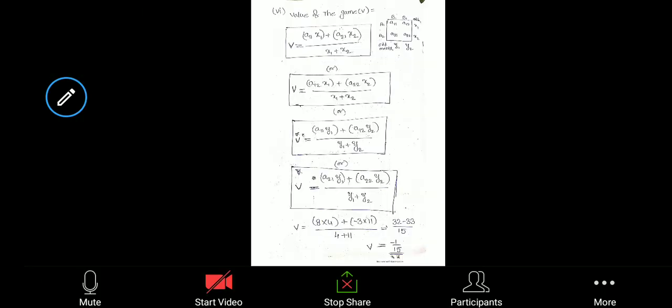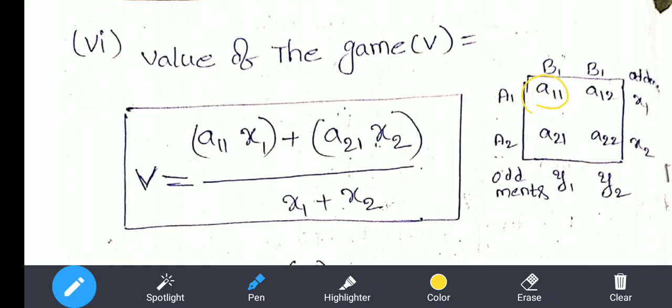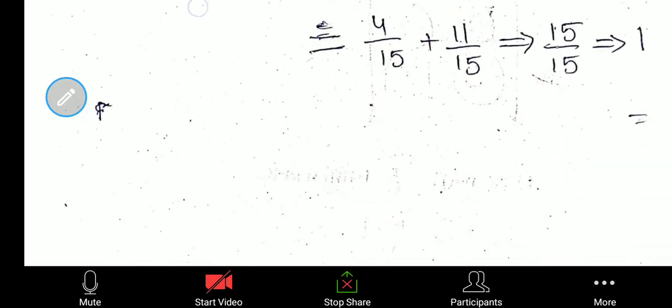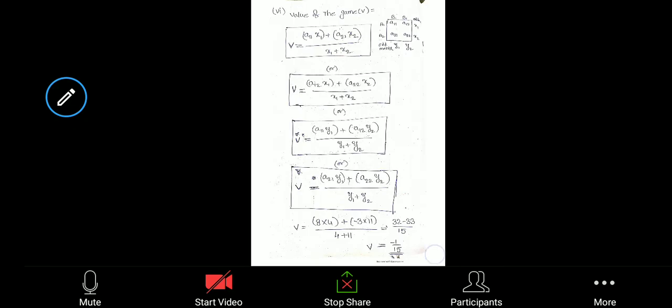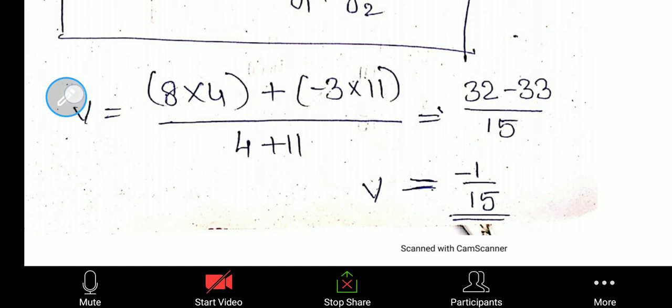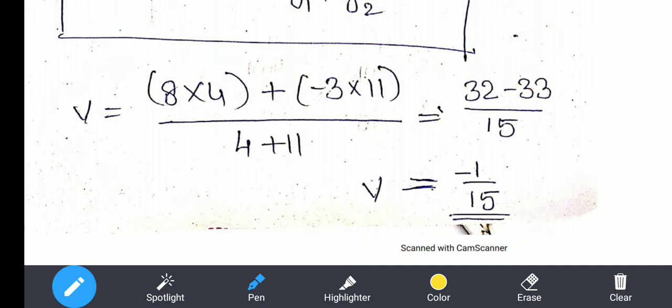So these are the equations I used here. A11 into x1 plus A21 into x2 divided by x1 plus x2. So that will be the equation used for finding the value of the game. So this will be the value of the game here. By using that equation, I calculated the value of the game, that is minus 1 by 15.